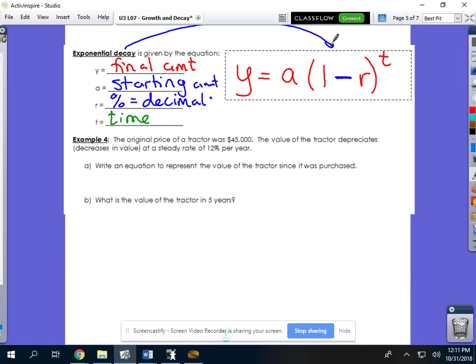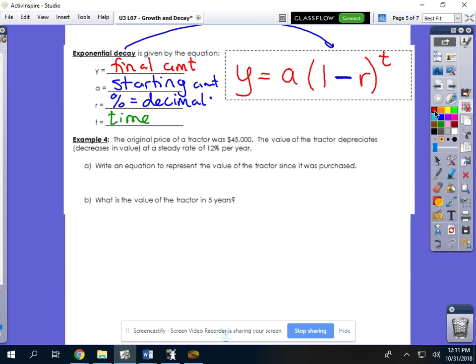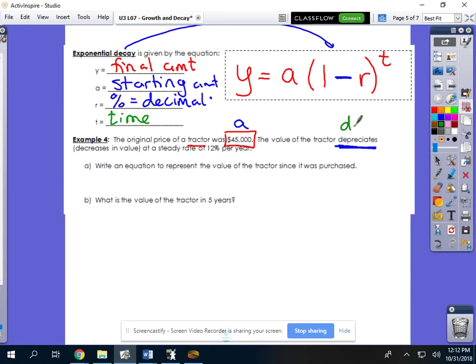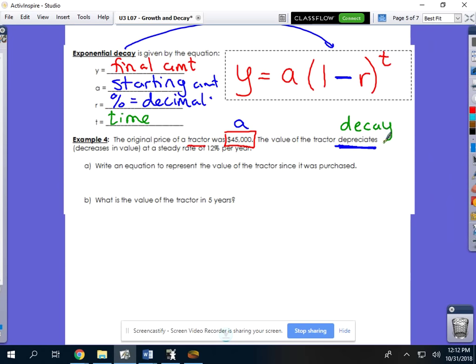So lots of things decay in value. The value of your car or your mom and dad's car is decaying as we speak. The value of some commodities, some different things are decaying as we speak. So in this case, we have a tractor that we bought for $45,000. When we bought it, that was our starting value. So our starting value is 45,000. Now, the tractor depreciates. You may have never heard that word before, but to depreciate means that you are decaying in value.